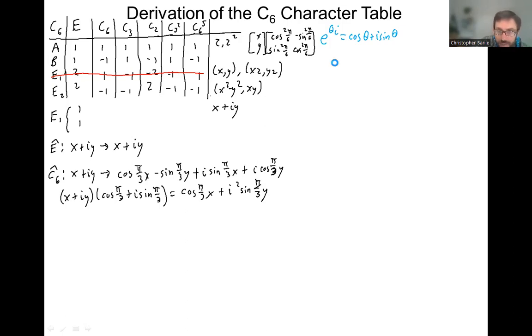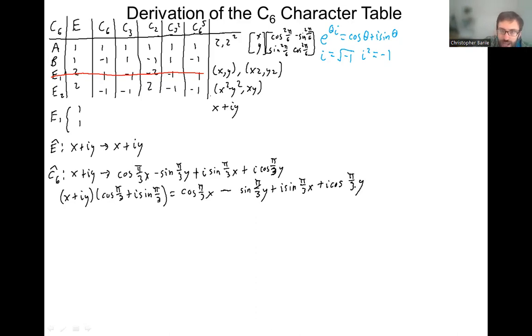Now remember what i is. i is the square root of negative 1. It's a fundamental imaginary number. So i squared is equal to negative 1. So this component plus i squared is actually the same as saying plus negative 1. So we can just change this to a minus sign. Look, it's matching. And then we do i sine pi over 3 times x. That's going to match our third component here. And our last component is also going to match, is iy times cosine pi over 3.